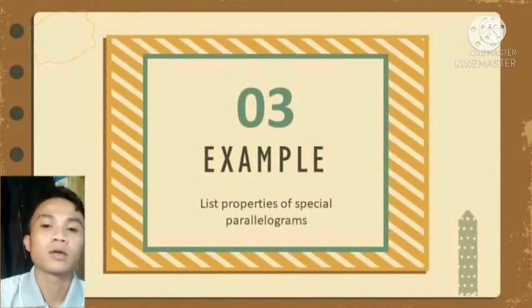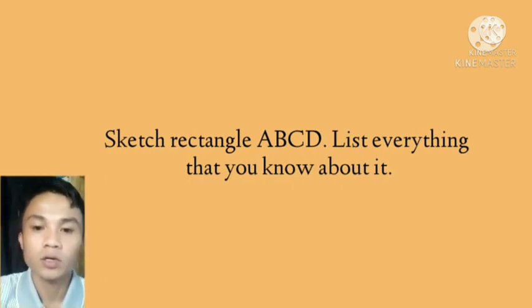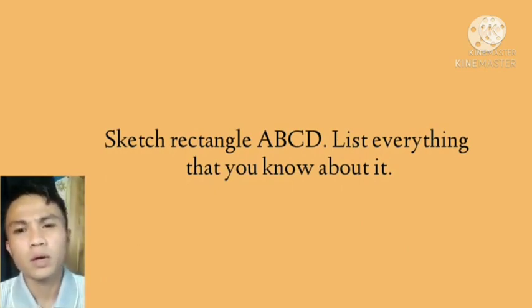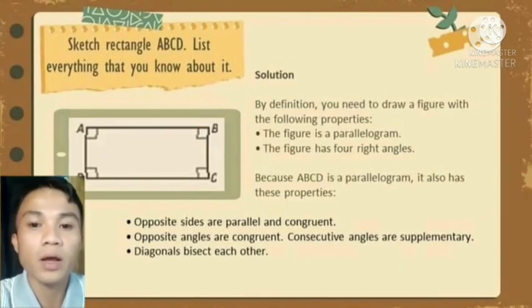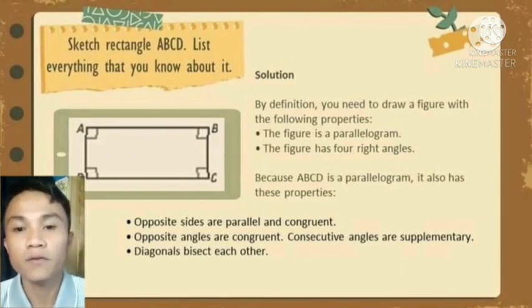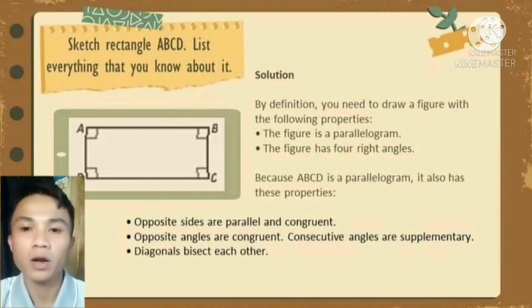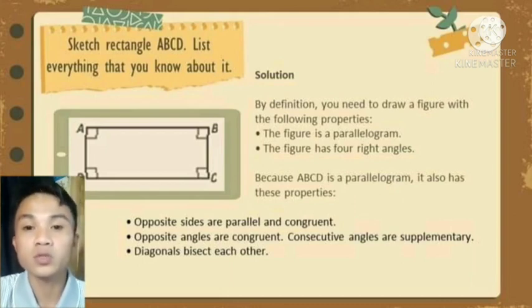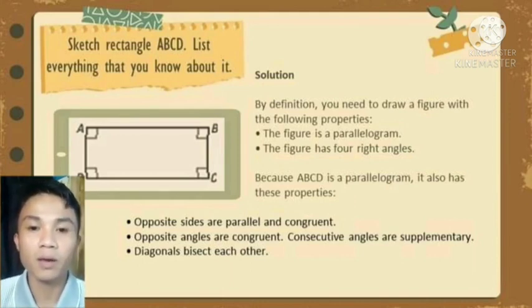So example, sketch rectangle ABC, so list everything that you know about it. So paano nga ba natin makukuha yung measurement doon sa rectangle na yun? So let's figure out this parallelogram. So the figure has 4 angles. So makita natin na may 4 angles. So because ABC is a parallelogram, it has these properties. So makita natin doon na yung opposite sides are parallel and congruent. So makita natin doon yung maikli, parallel sila, then congruent, magka-same yung measurement.